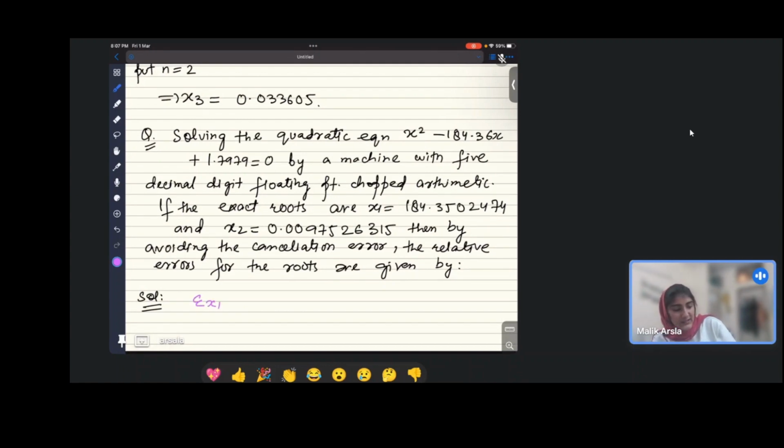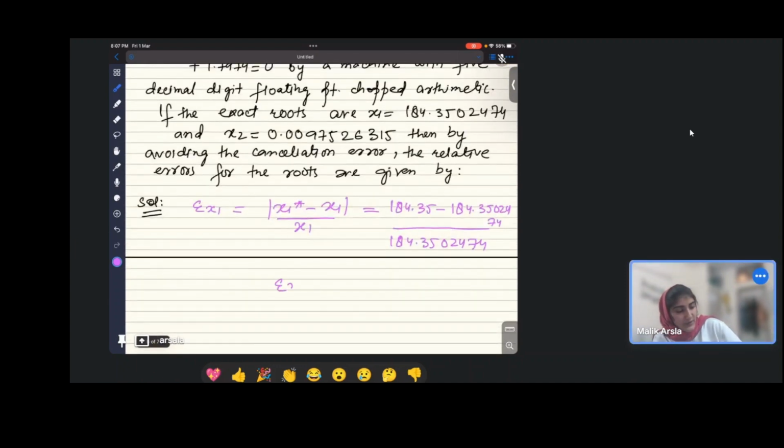So then let's do it quickly. You know that EX1 is going to be x1 star minus x1 whole divided by x1, and it is 184.35 minus x1, where it has been given that the original root is 184.3502474, whole divided by 184.3502474. And when we calculated, the value of EX1 is coming out to be 1.33 times 10 to the power minus 6. So that is the relative error with x1.